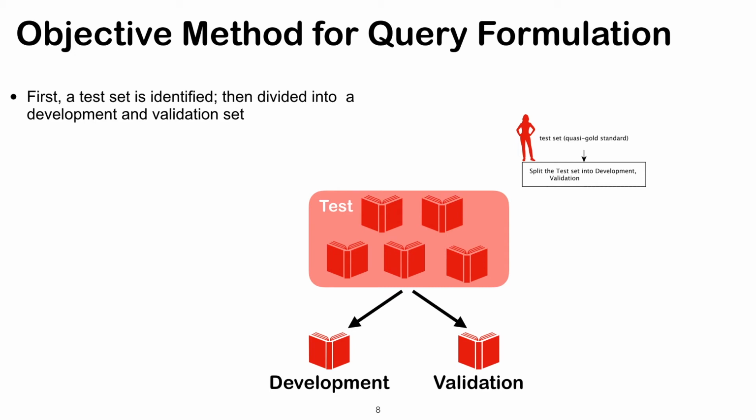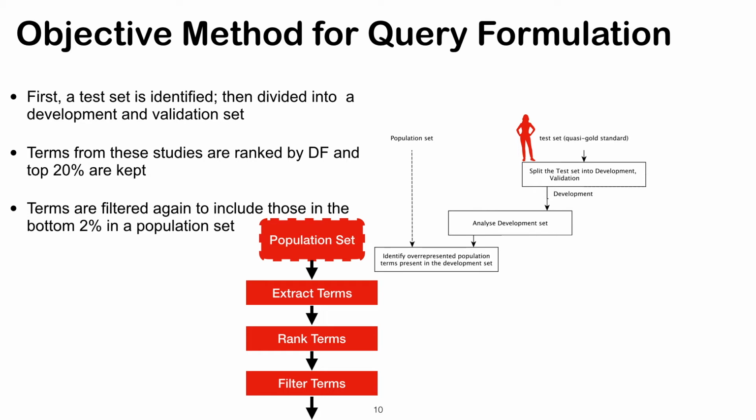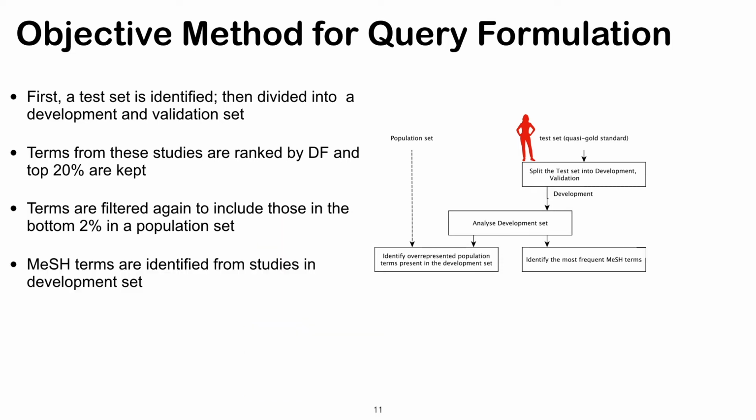First, a test set of seed studies is identified and then divided into a development and validation set. Next, terms from the development set are ranked by document frequency and the top 20% are kept, so there's a filtering step on the terms. Then, another set of terms are filtered again from a population or background set. The bottom 2% of terms ranked by document frequency are then filtered. The population set is derived from an empty search to PubMed, which retrieves the 10,000 most recent studies.